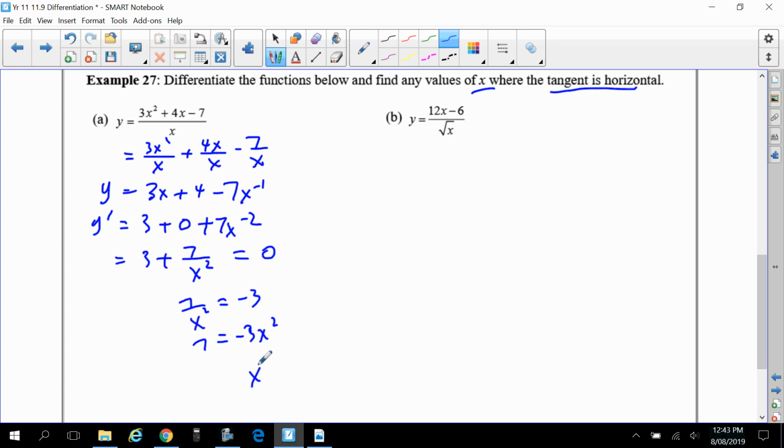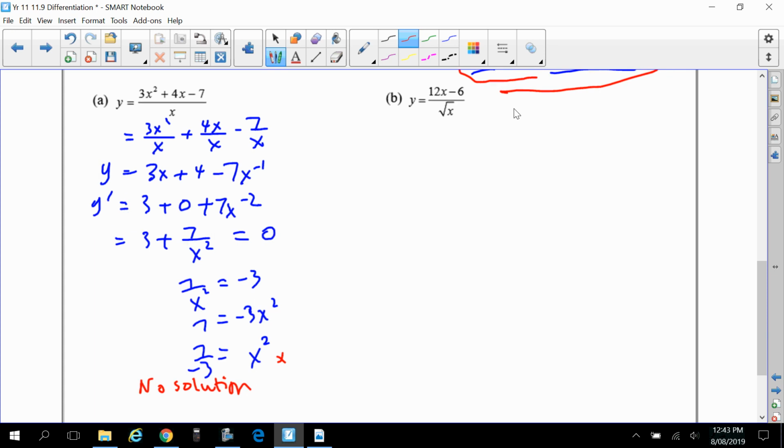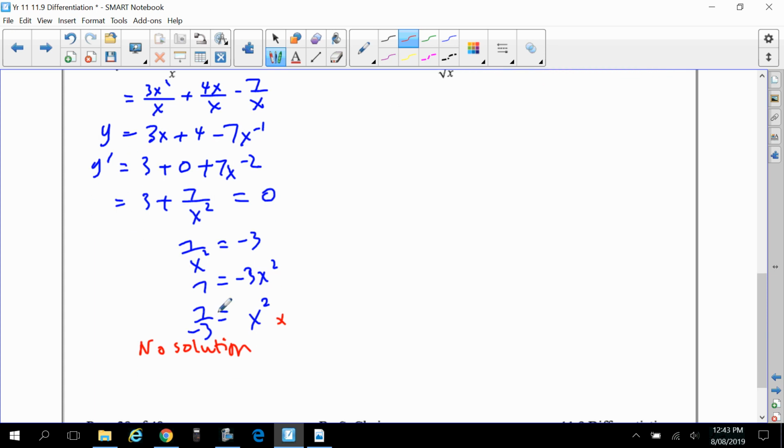x squared is negative. Can that be negative? The answer is no. So that means no solution. Which means that there's no x value where the tangent is horizontal. So the tangent is never horizontal for this graph. No tangent is horizontal.